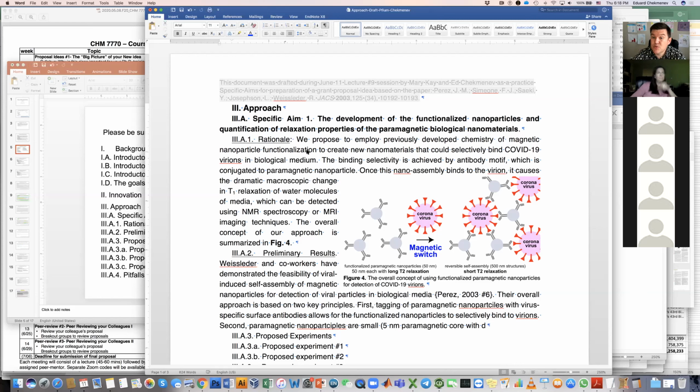We propose to employ... and by the way, what I'm doing here, I'm not copying and pasting the text for this from the specific aim, because what we had in the specific aims was very, very condensed. Here we definitely need to expand and explain the rationale behind this specific aim.